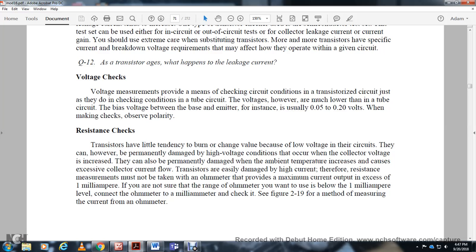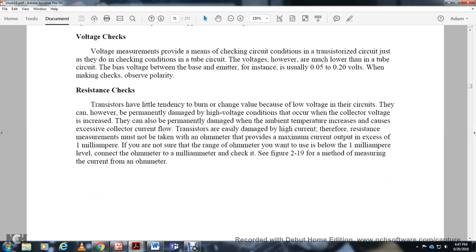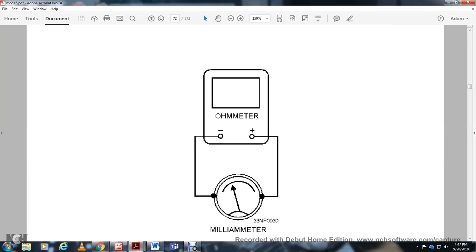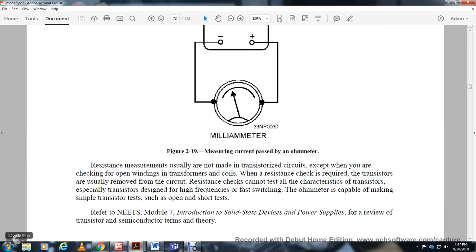Therefore, resistance measurements must be taken with an ammeter that provides a maximum current output not in excess of 1 milliamp. If you are not sure of the range of the ammeter, you want it to be 1 milliamp. Connect the ammeter in milliamp mode and check figure 219, the method of measuring current through the ammeter. Resistance measurements are usually made in transistorized circuits except when checking for an open transformer coil.